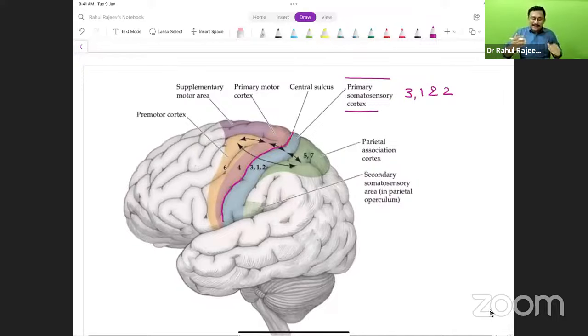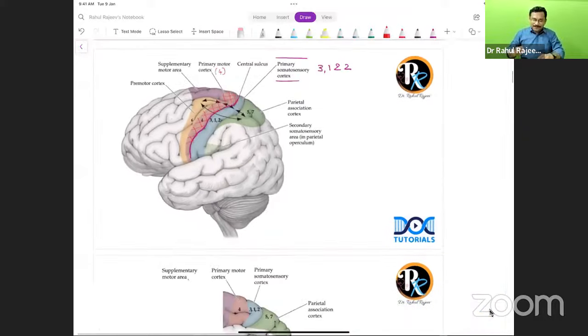In front of the central sulcus, you have got the motor area, correct? You have got that important area, the Brodmann area 4. Heard of Brodmann area? Brodmann area 4. That is the primary motor cortex. You have also got the supplementary motor area and the premotor cortex. Fine so far. I just want you to keep in mind the primary motor cortex.